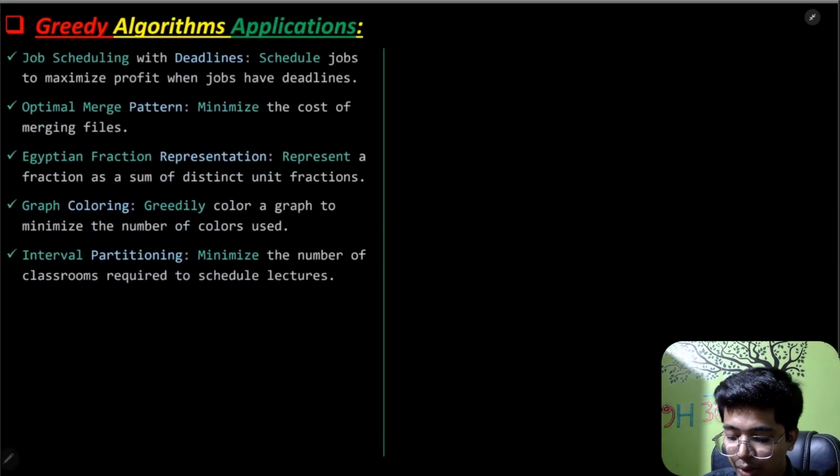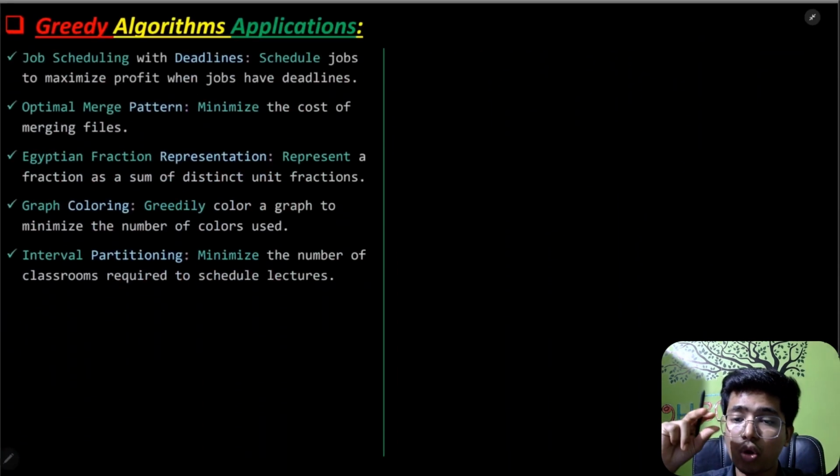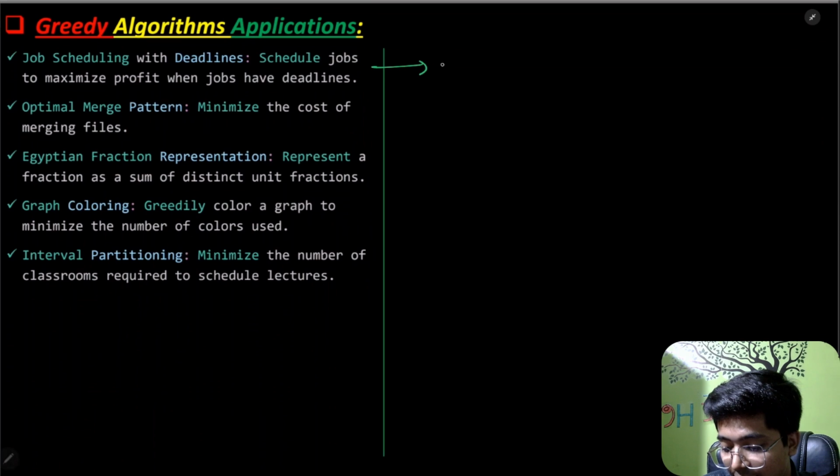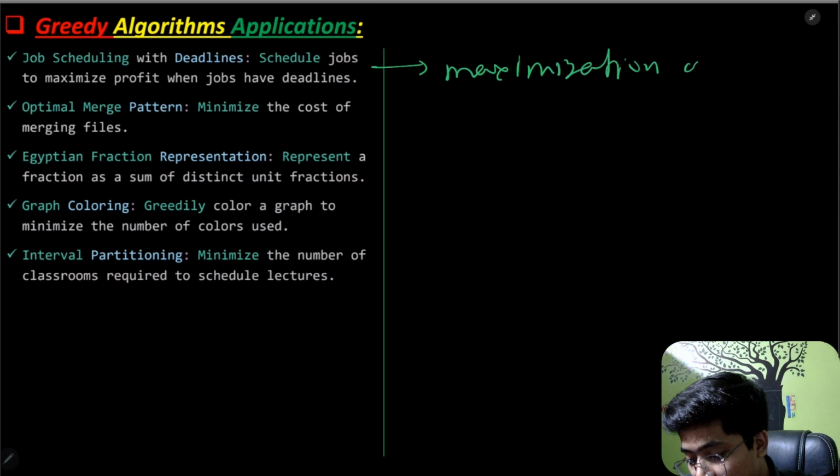Now, job scheduling with deadlines. This is also an important problem in the corporate world. We try to maximize productivity, so here every job is provided with a profit. We try for maximization of profit. So for maximization of profit in companies, we use the greedy approach.